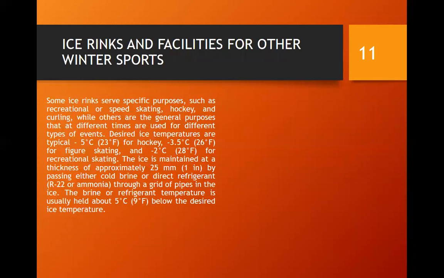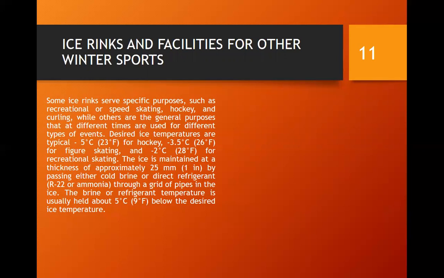Ice rinks and facilities for other winter sports. Some ice rinks serve specific purposes, such as recreational or speed skating, hockey, and curling, while others are general purpose and at different times are used for different types of events. Desired ice temperatures are typically -5°C, 23 Fahrenheit for hockey, -3.5°C or 26 Fahrenheit for figure skating, and -2°C or 28 Fahrenheit for recreational skating.